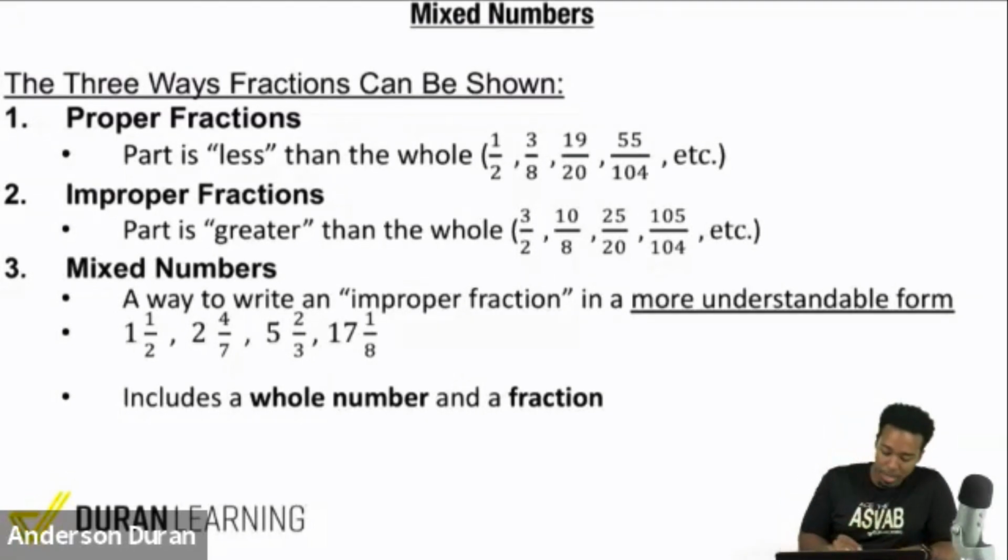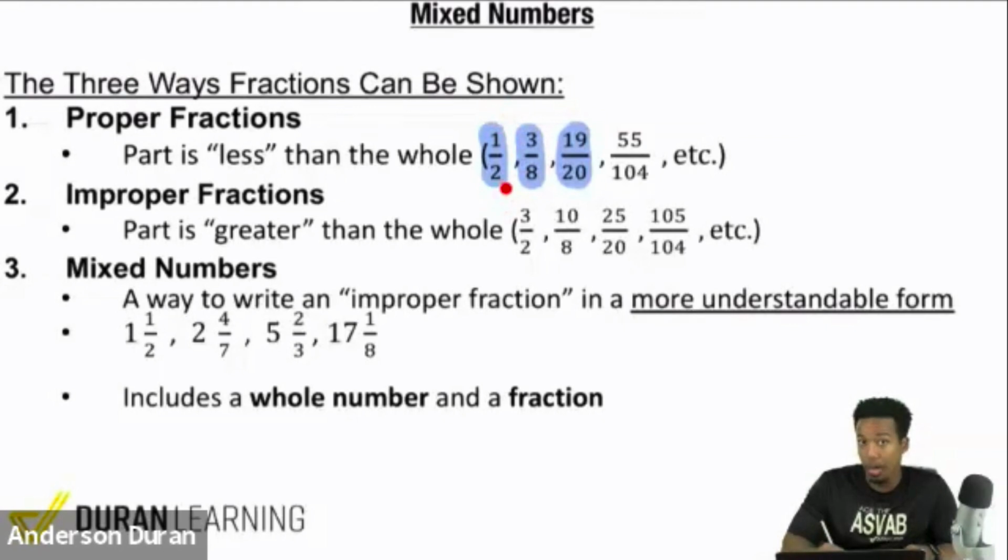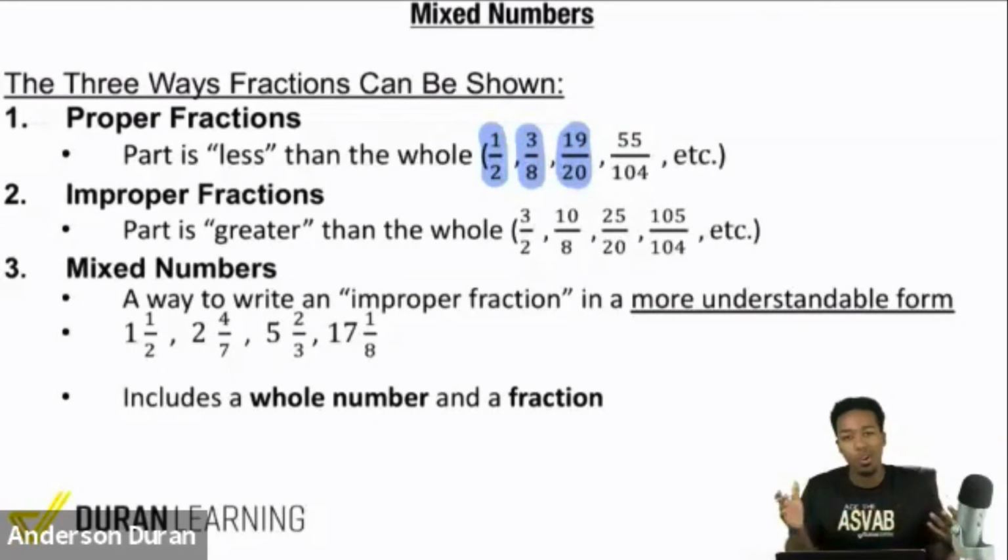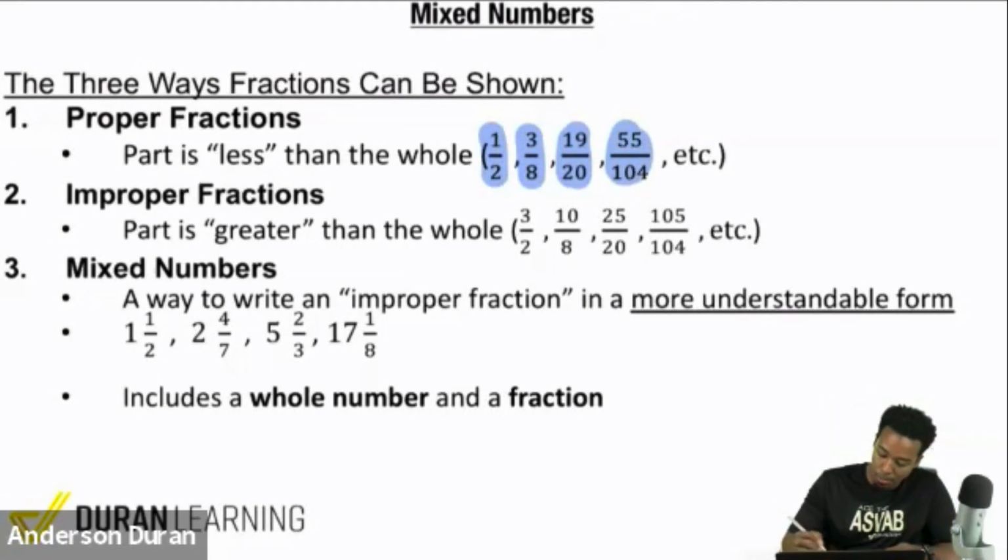So a proper fraction, you can have 1/2. You can have 3 out of 8. You can have 19 out of 20. I hope you start noticing, look, the top is smaller than the bottom. If you were to turn these into decimals, every single one of them would be less than 1. So that's a proper fraction, and it keeps going forever.